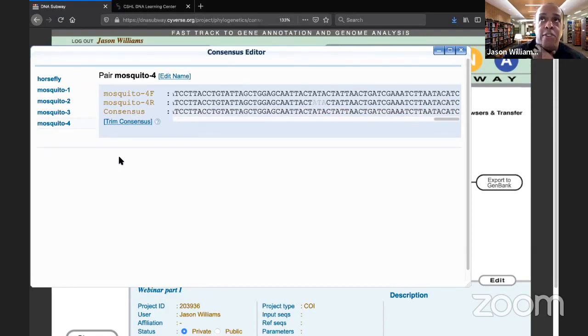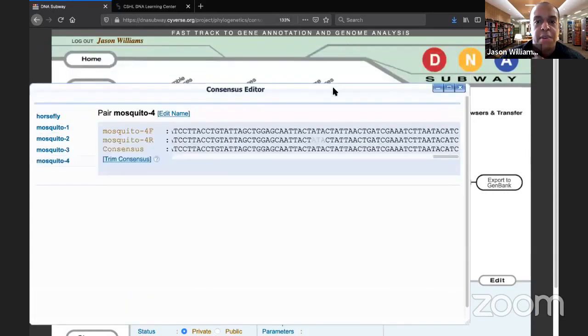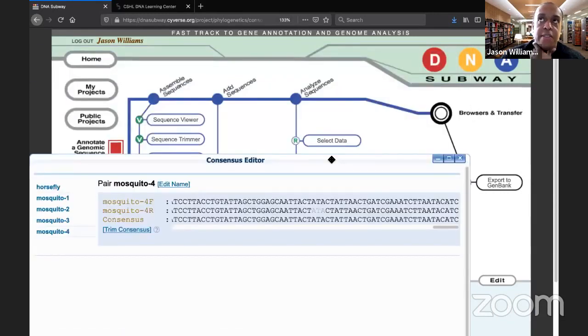Now I see a question from the chat, what gene are we using? So this is the cytochrome oxidase C, CO1, that we're using in this particular set for animals. And we'll talk more about the CO1 gene next time and why we chose that. But that's the one that we're doing.